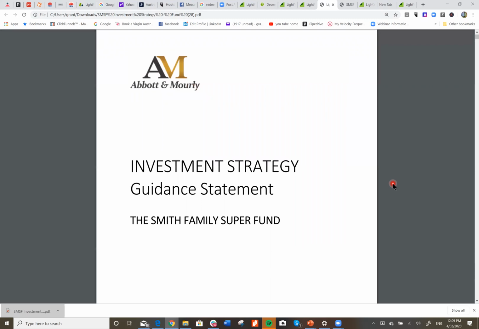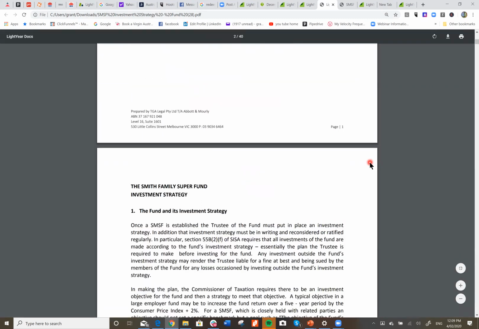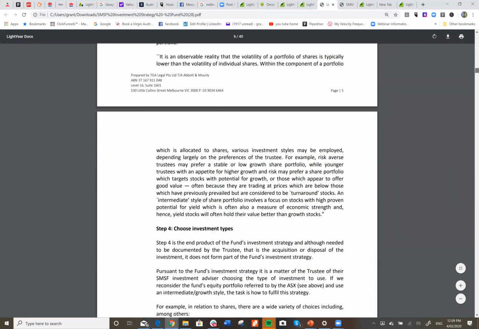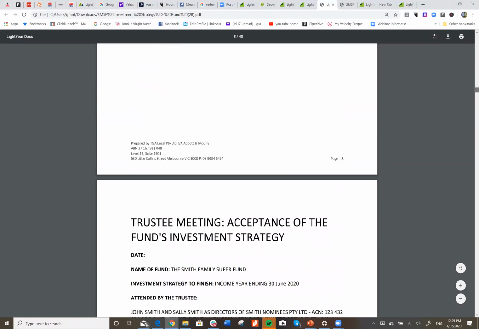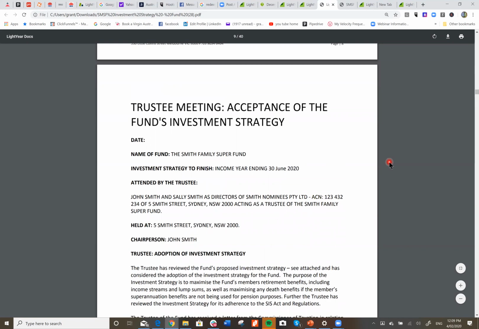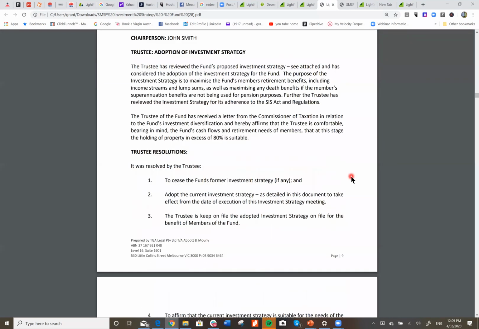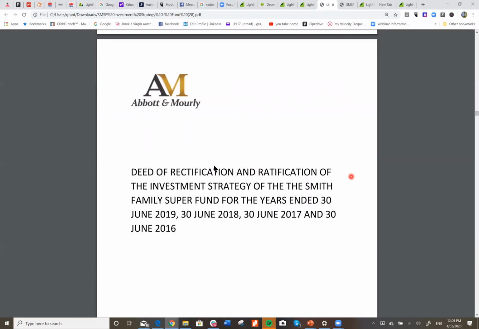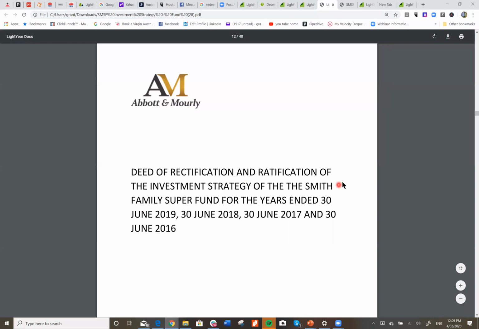The investment strategy. We go through a guidance statement, which essentially is all the commissioner's guidance on that. So this is a pretty meaty strategy. We go through itself. So the trustee meeting, accepting the investment strategy, okay, that's basically we're going to do that. We go through the process, get it signed off by the trustee. We get the investment strategy. First, though, remember we did that deed rectification, ratification.